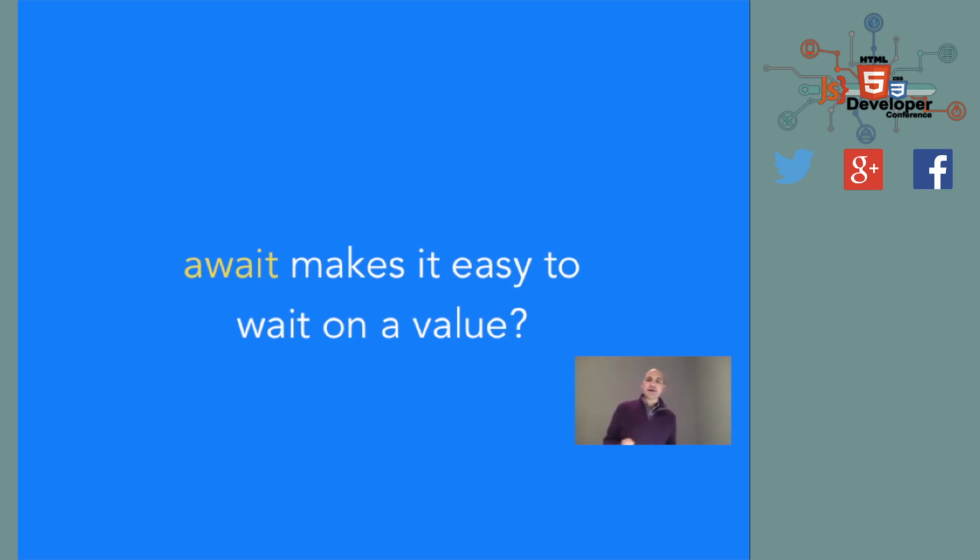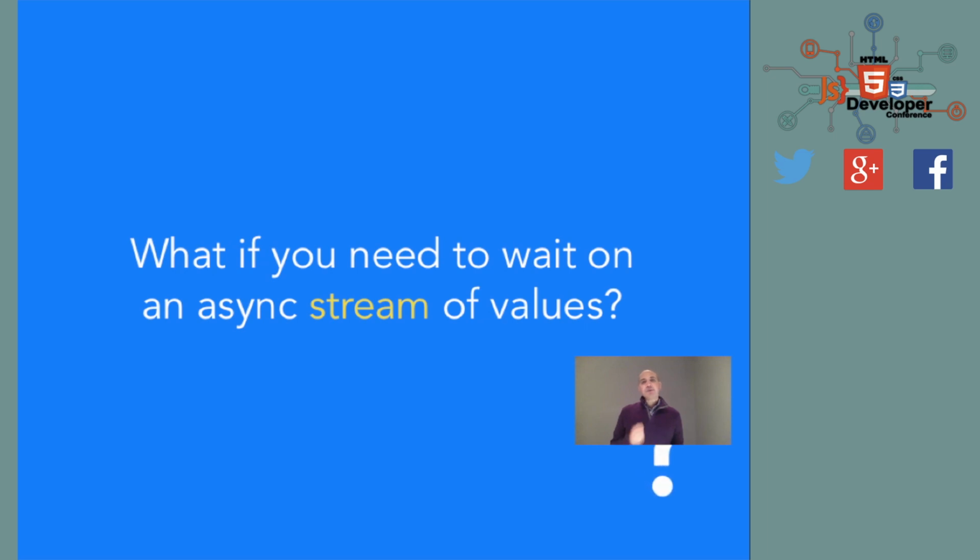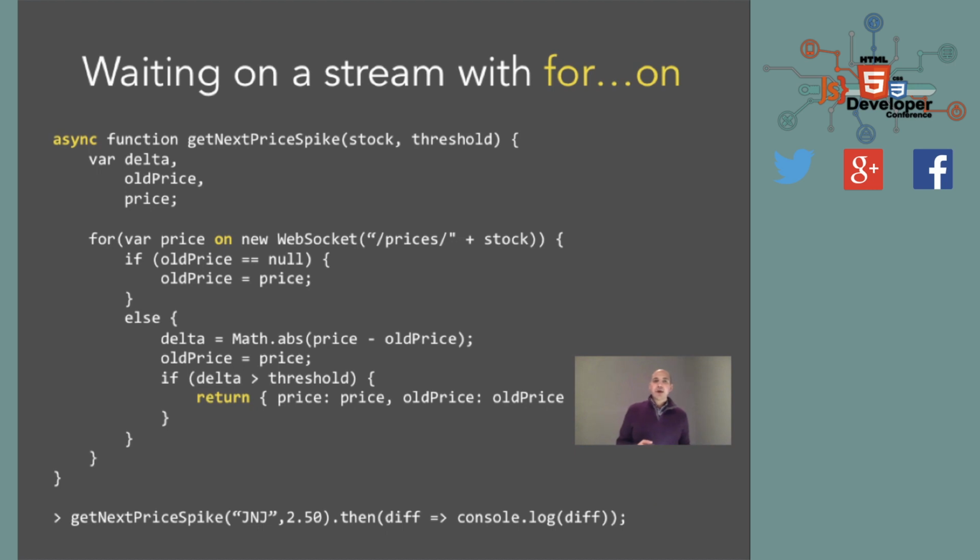So the await keyword in async functions makes it easy to wait on a value. But what if you need to wait on a stream of values? What would I mean by that? Well, let's take a look. So let's say I want to write a function that gives me the next major price spike for a particular stock. And so I'll pass in the name of the stock as well as a threshold.